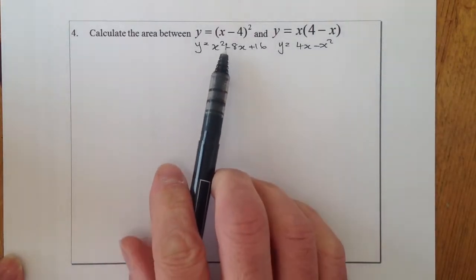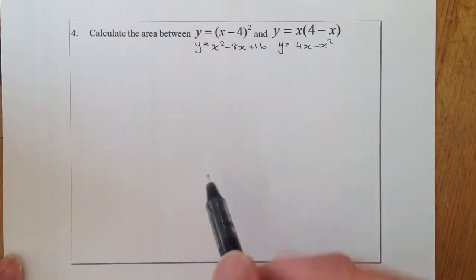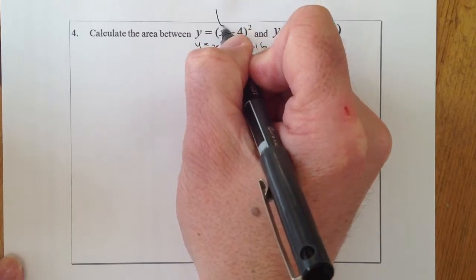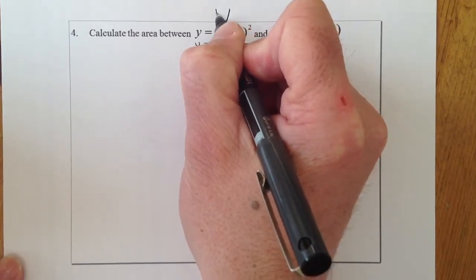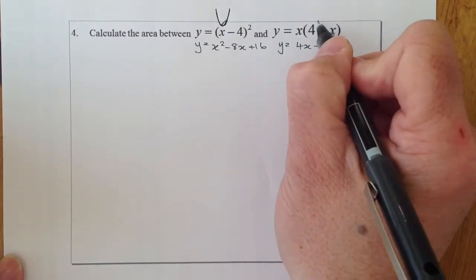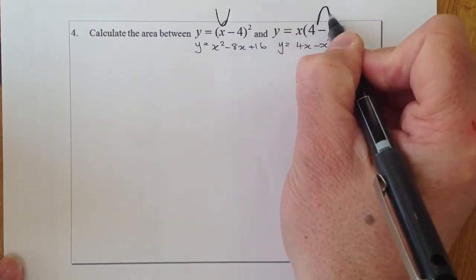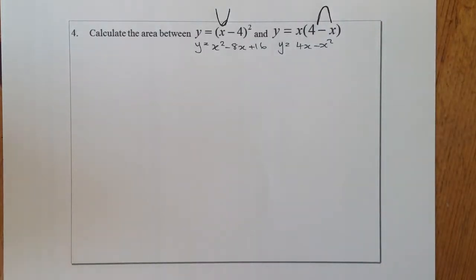Now, one thing I know about this curve here is with a positive coefficient of x squared, I know that this curve is a minimum, so that should be shaped like that there. And this one here with a negative coefficient, that curve should be shaped like that there. Okay? And what I'm looking for is the area in between these two curves. Now I could draw accurately if I took a bit of time.